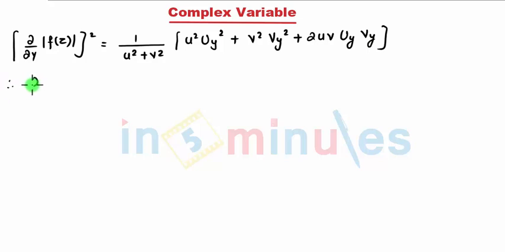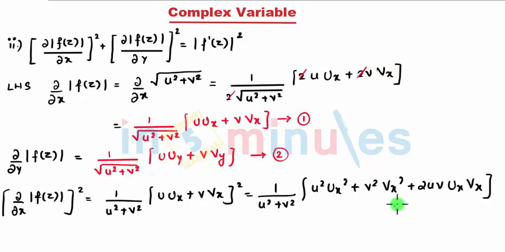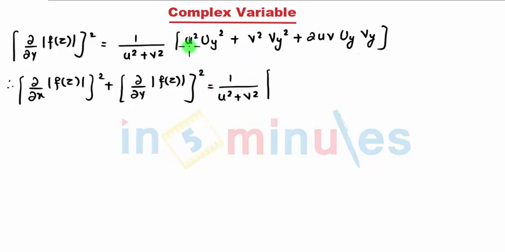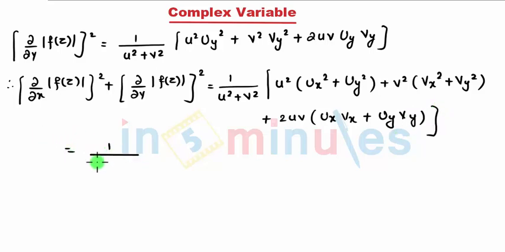So I can write therefore dou by dou x of mod of f of z the whole square plus dou by dou y of mod of f of z the whole square will be equal to, I can take 1 upon u square plus v square as common, and further, understand students, when you add this equation with this equation, you can take u square common, you can write ux square plus uy square, and then v square common, you can write vx square plus vy square, and the next term is plus 2uv common, you can write ux uy, that is nothing but ux vx plus uy vy. So further I can just solve this, 1 divided by u square plus v square.